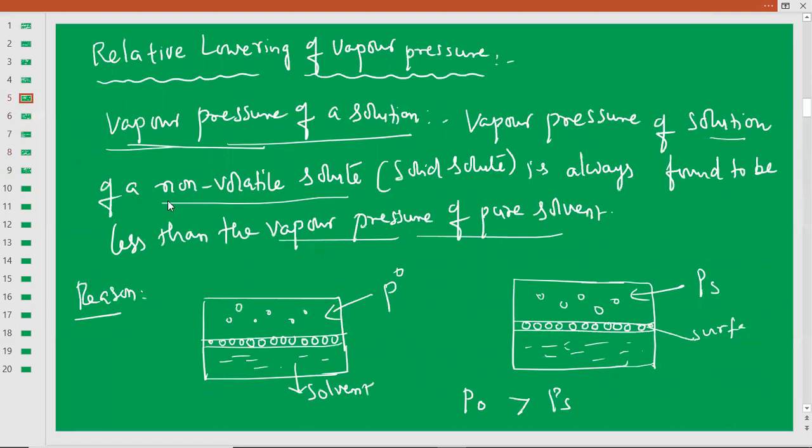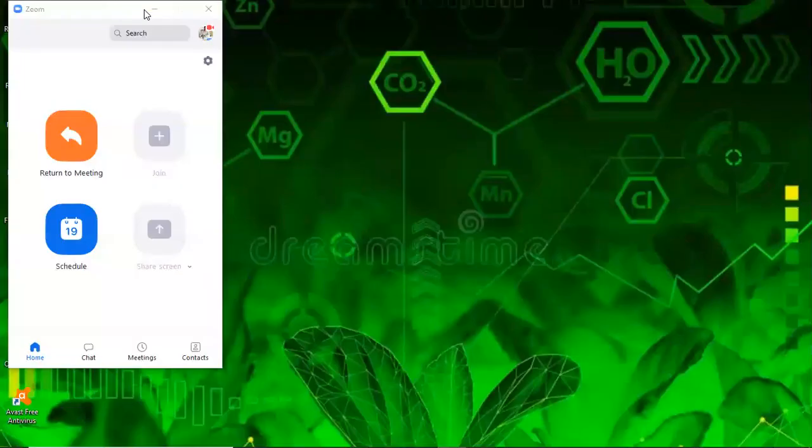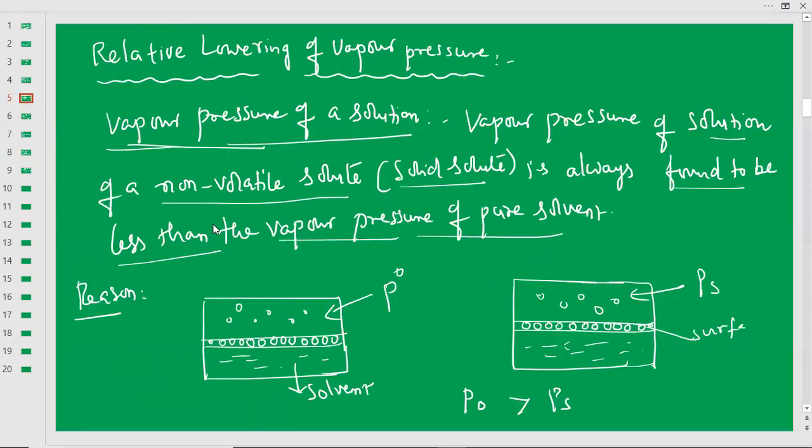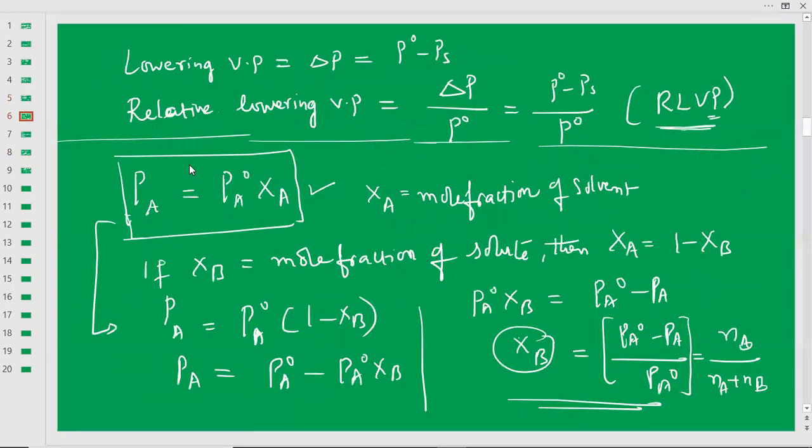So this is what relative lowering of vapor pressure. What is relative lowering of vapor pressure? Vapor pressure of solution of non-volatile solute, that is solid solute, always found to be less than the vapor pressure of pure solvent. This is because of number of solvent particles in vapor phase above the liquid surface. That number decreases when the non-volatile solute is present in the solution. Another point here is lowering of vapor pressure is noticed as the change in the vapor pressure is delta P, and delta P by P naught, that is relative lowering of vapor pressure.